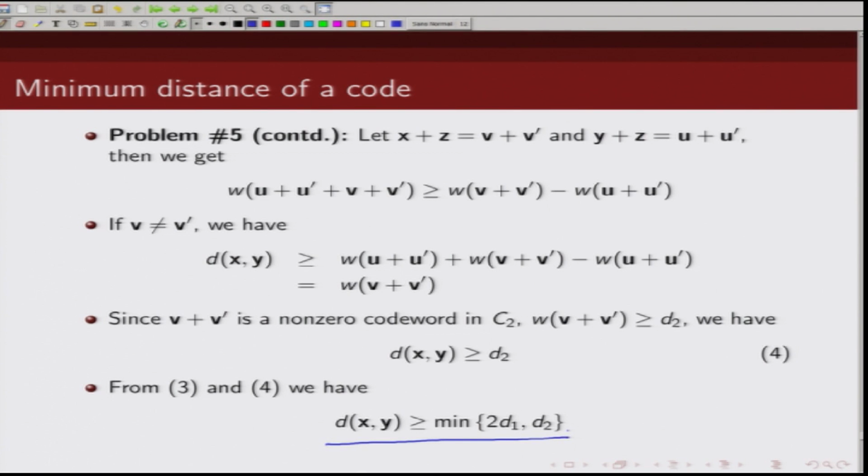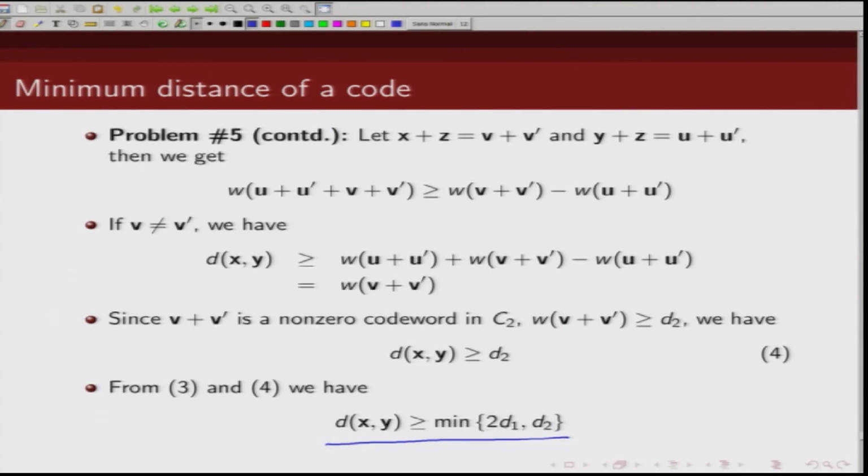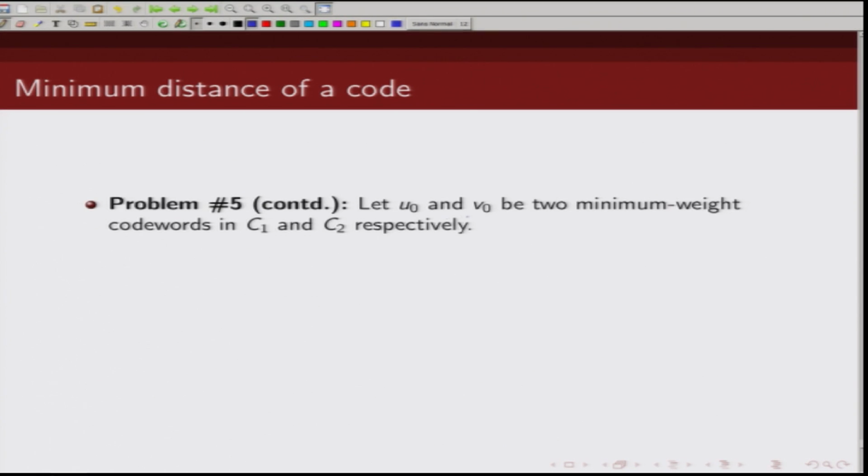Now, let us show that there exists a code whose minimum distance is indeed equal to the minimum of 2D1 or D2. Let us take two minimum weight code words in C1 and C2, and call them U0 and V0. Now, this is a valid code word in C, and what is its minimum distance? It is 2 times D1. So, if we take V0 to be the all-zero code word, what we get is U0 and U0. This is a valid code word in C, and its minimum distance is 2 times D1.